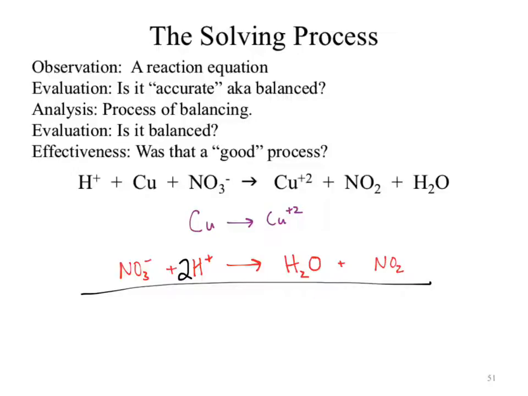What is the charge on the left-hand side? 0. Charge on the right-hand side? Plus 2. Is the charge balanced? What do you need to do? We need to add electrons to balance out the charge.